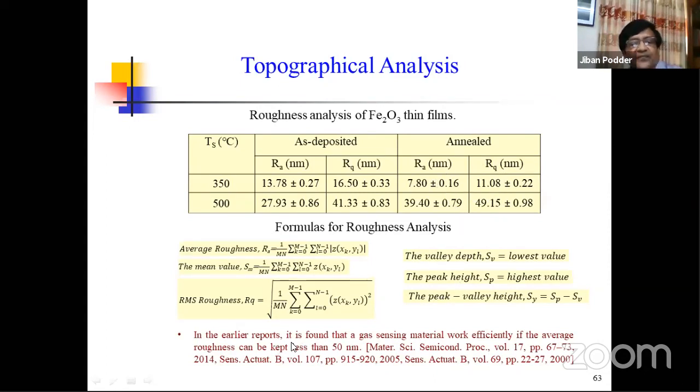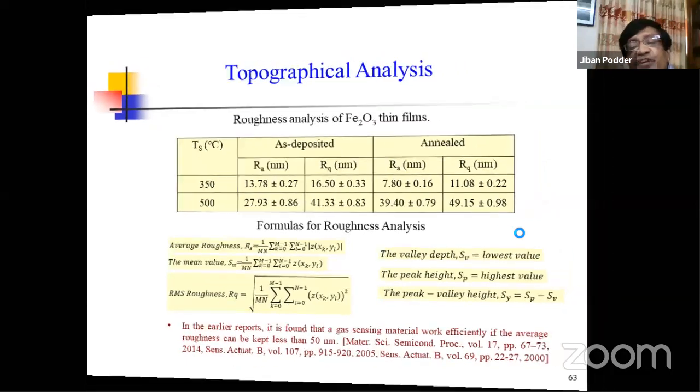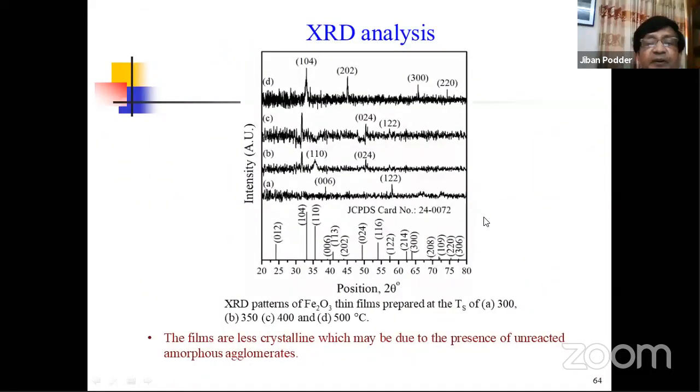From earlier reports, it was found that gas sensing materials work efficiently if the average roughness can be kept less than 50 nanometers. If we can tune the particle sizes to less than 50 nanometers, that is suitable for gas sensing purposes. Here also we have seen that the grain size and particle size are less than 50, so we can conclude that this product could be suitable for gas sensing purposes.